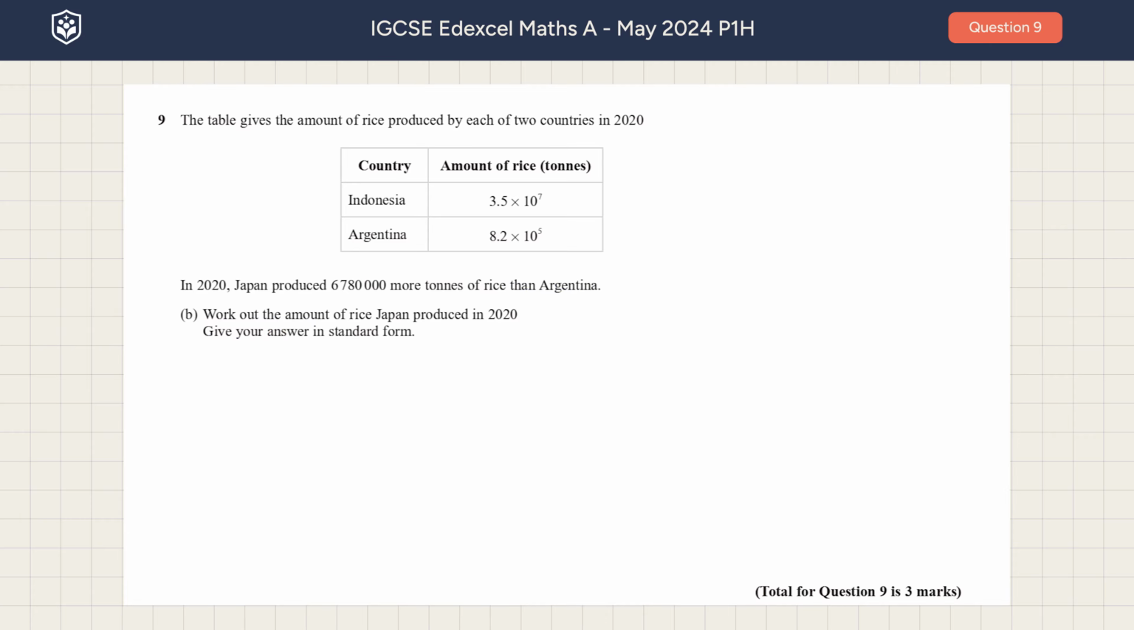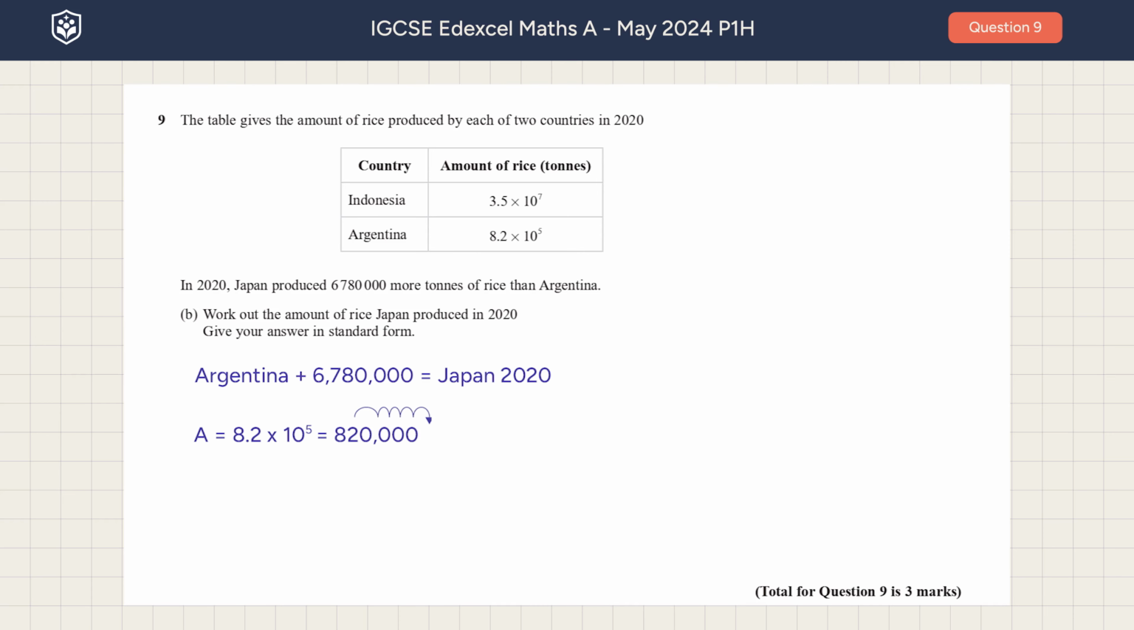In Part B, we are told that Japan produces 6,780,000 more tons of rice than Argentina, and we want to find how much rice Japan produced in 2020. We know Argentina produced 8.2 times 10 to the power of 5 tons of rice. Let's write that in standard form by moving the decimal point by 5 places, which makes 820,000.